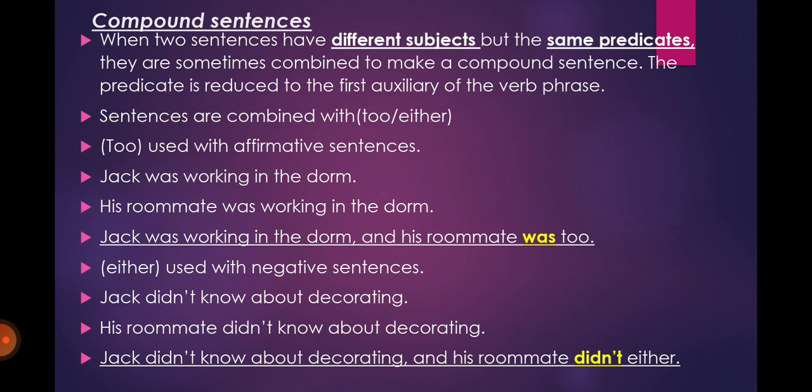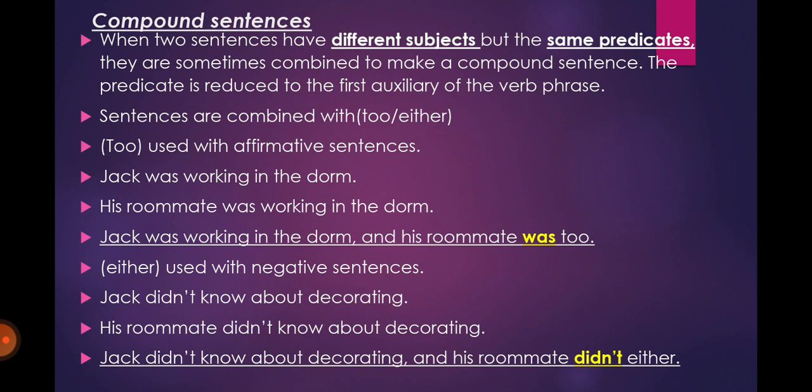Jack was working in the dorm. His roommate was working in the dorm. لاحظوا الفاعل مختلف، بقية الجملة متشابهة. So I will get the following compound sentence. Jack was working in the dorm and his roommate was too.